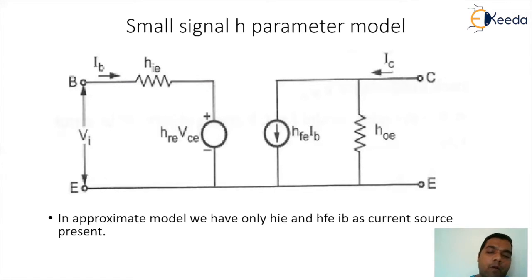When we go for the approximation, we are having only hie and hfe Ib, and the remaining 2 parameters will get vanished, because the value of hre is very small and the value of the resistance 1 by hoe is going to be very high. So automatically that resistance factor will get eliminated and the current source will be existing on the output side, and when you come to the input side, the voltage source hre Vc will work like a short circuit and we are left with only hie.